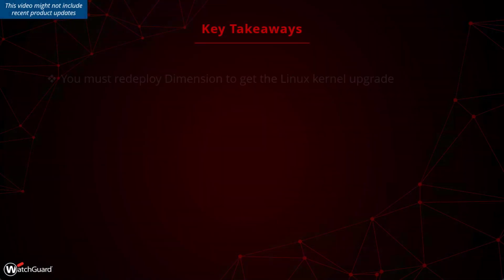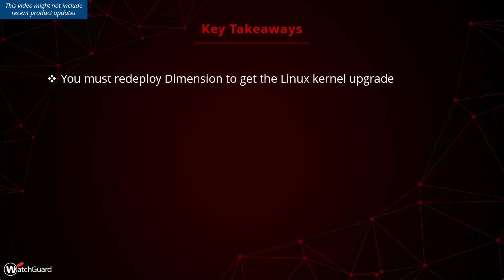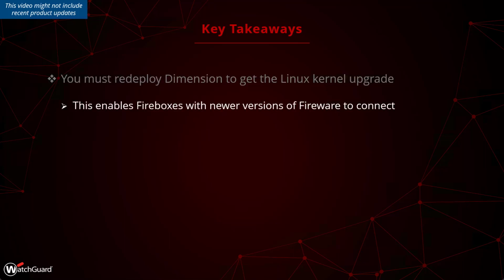To wrap things up, you must redeploy Dimension in order to get the Linux kernel upgrade. Doing a standard upgrade with the apt file for Dimension will not upgrade the kernel. This will allow the fireboxes that use newer firmware to connect. So anything that is 12.8.2 update 1 or higher.